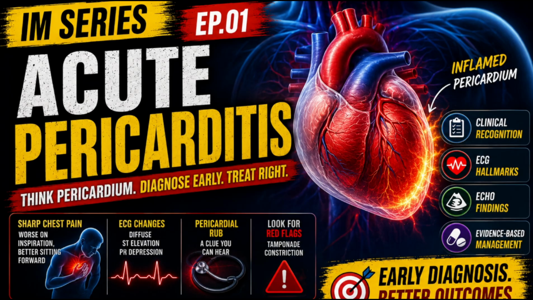We begin this series with a very important and frequently asked topic, that is acute pericarditis. A condition that often presents as chest pain but can easily be confused with myocardial infarction, pulmonary embolism, or even musculoskeletal pain like costochondritis. In this episode, you will learn how to recognize pericarditis at the bedside, the classic chest pain pattern that changes with posture, the ECG findings that every examiner loves to ask, and most importantly, how to manage it step by step in real clinical practice.